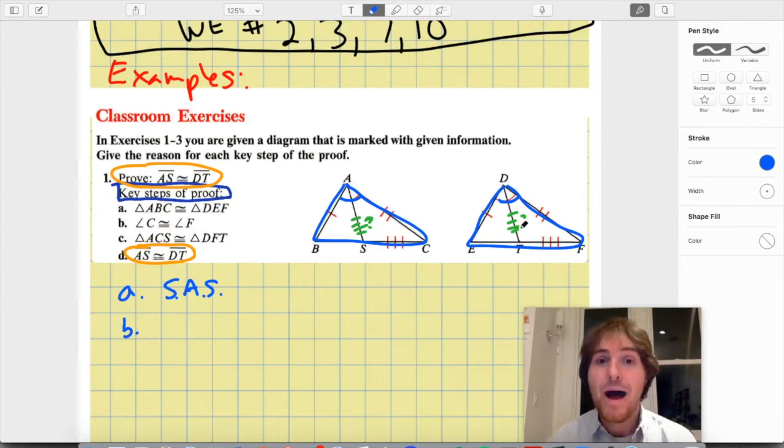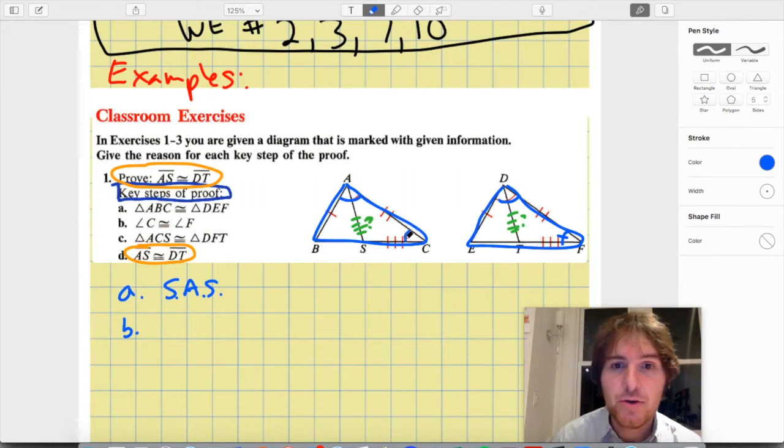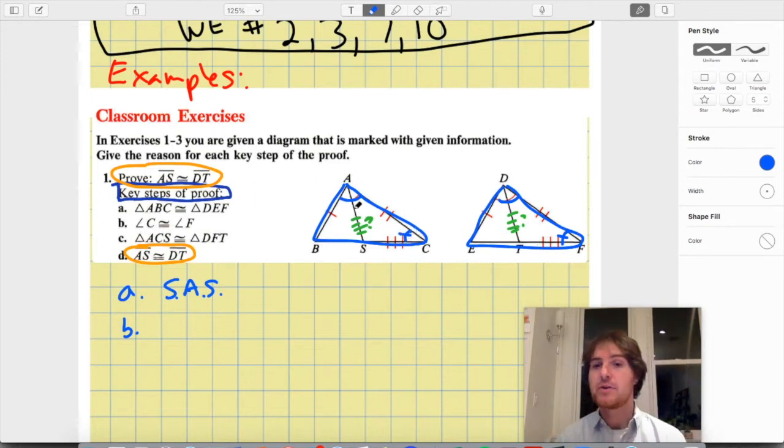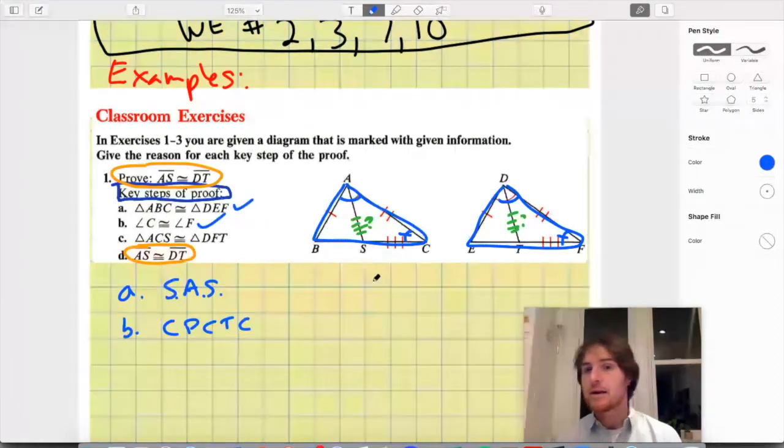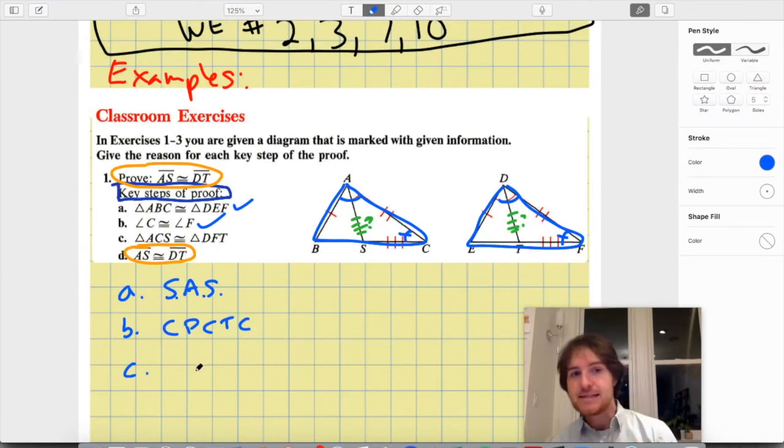Okay, then why do I know that angle C is congruent to angle F right here? Why would I then be able to know that? Well, I've already proven these large triangles are congruent, and then what? Those are just corresponding parts of congruent triangles, and they're congruent. There we go. We got this one done. Simple as that.